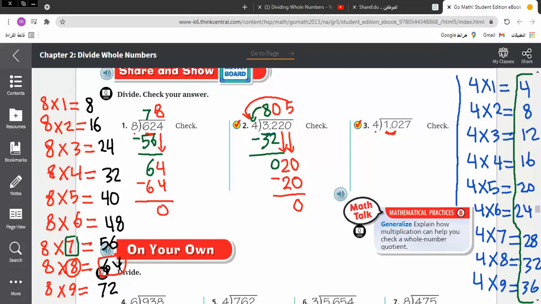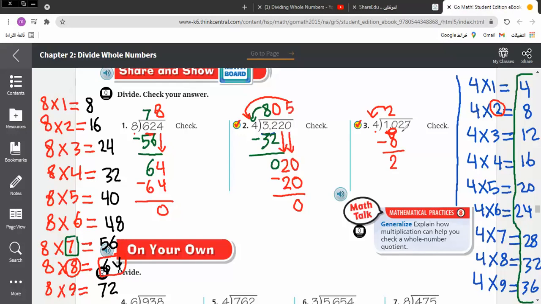Should it be 8 or 12? 12 is bigger than 10. Don't choose it. Okay, 8. So write 8 down here, and say thank you for what number? For 2, because you got 8 from 2. And also you can do this from 2 times 4 is 8. You can write 8 down here. Now we do subtraction. 10 minus 8 is 2. Then drop the next digit.